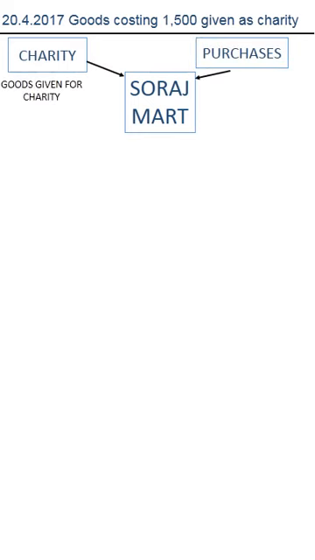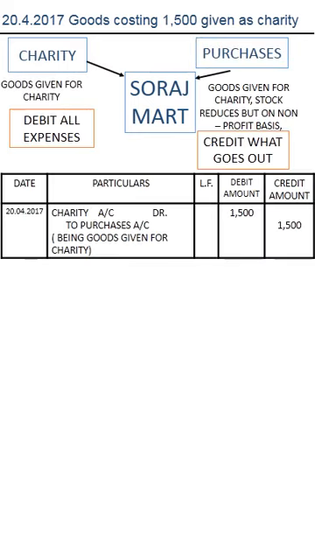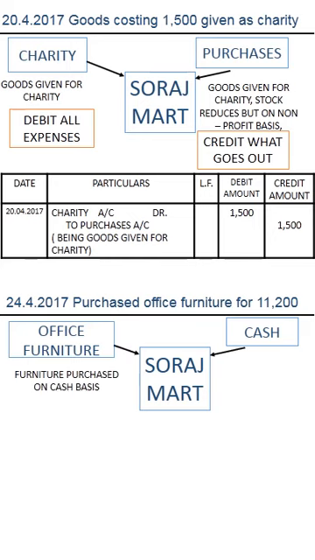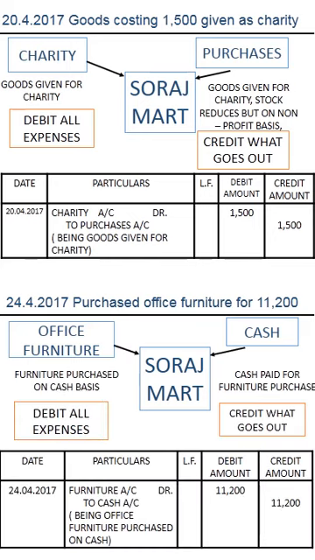The next entry is goods costing 1,500 given as charity. Charity is an expense for the business, so charity account debit to purchases account by rupees 1,500, because our stock gets reduced. Purchased office furniture for 11,200. Again a very simple entry. Office furniture account debit to cash account by rupees 11,200.